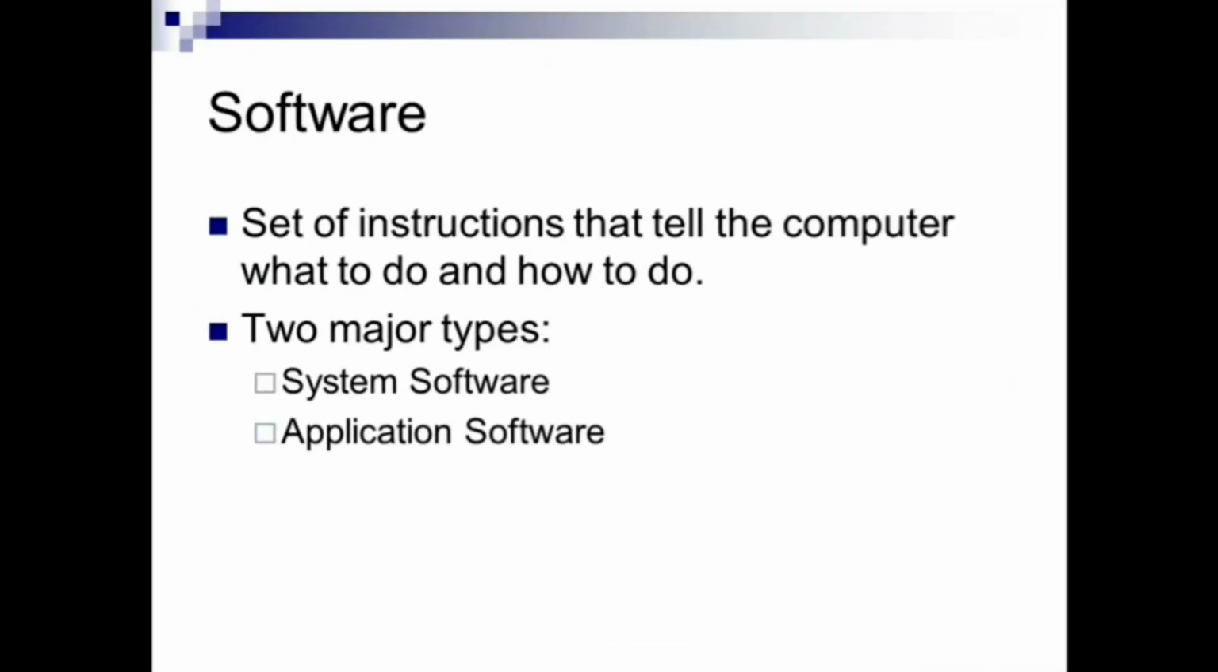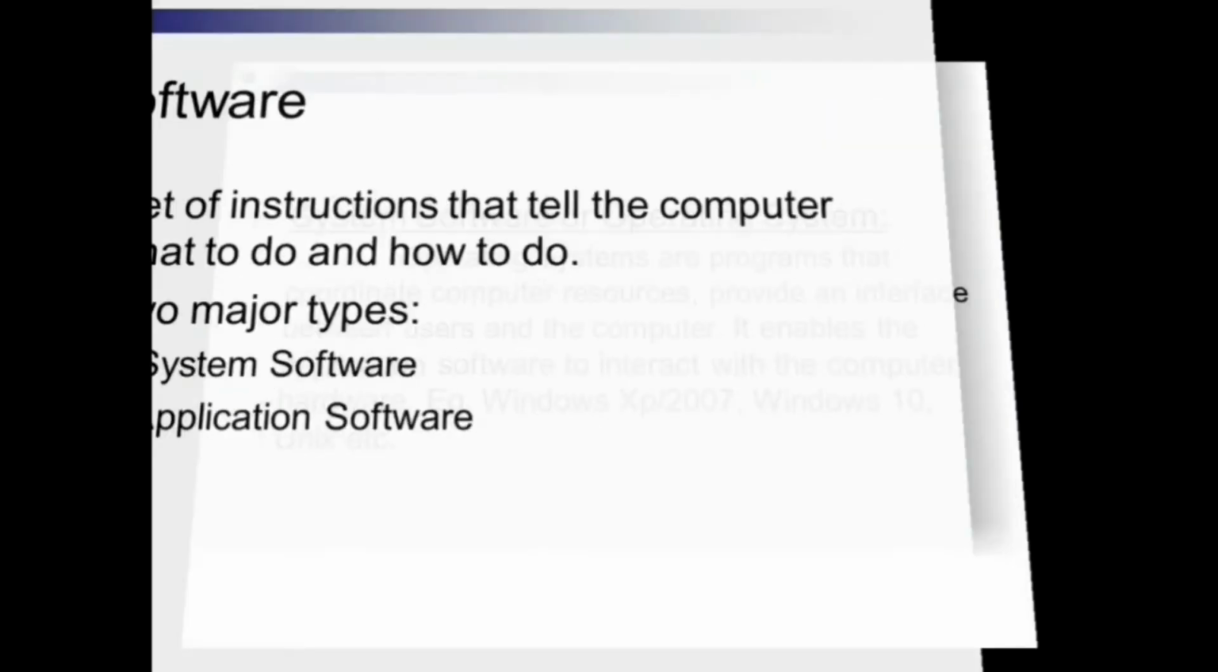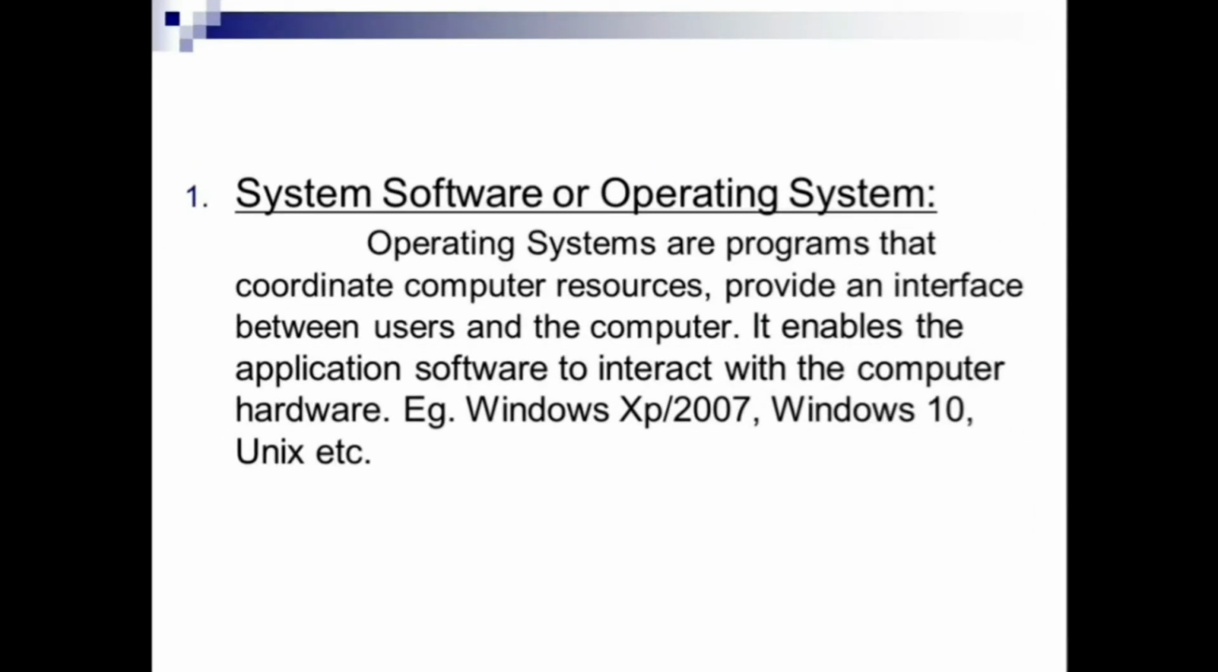Next is software. Software is a set of instructions that tell the computer what to do and how to do. There are two major types of software. First is system software and next is application software. Now system software can also be called as operating system. Operating systems are the programs that coordinate computer resources, provide an interface between user and the computer. It enables the application software to interact with the computer hardware. Examples of system software can be Windows XP, Windows 2007, Windows 10 or Unix, etc.